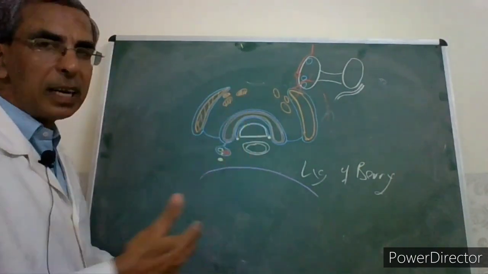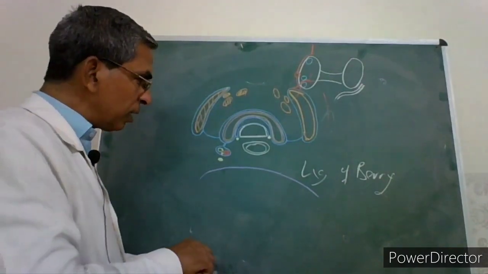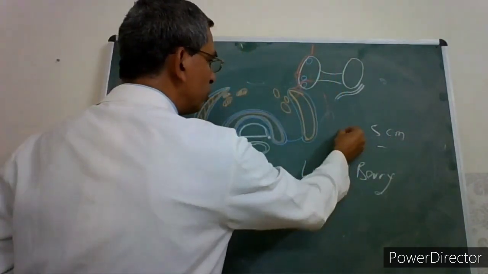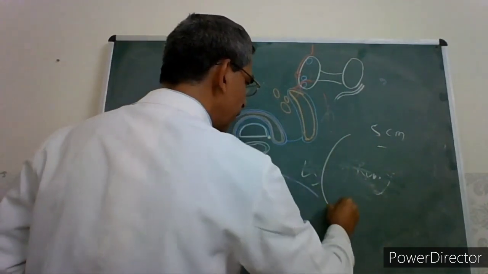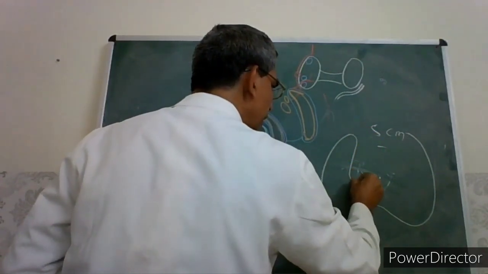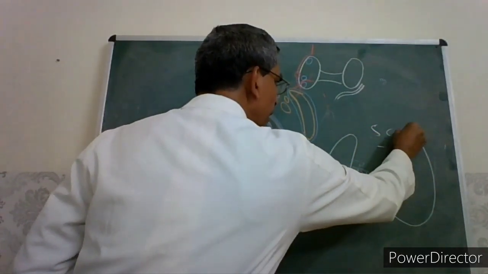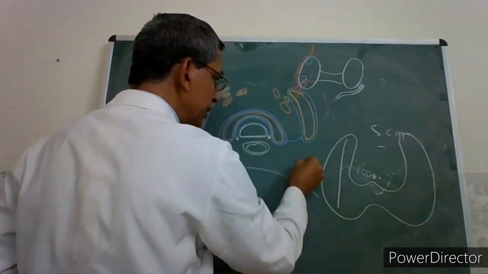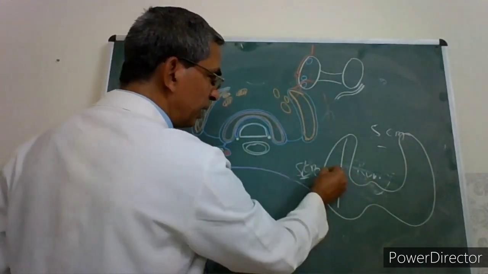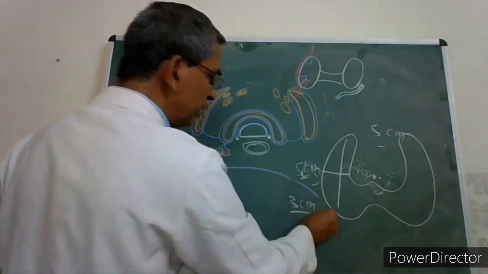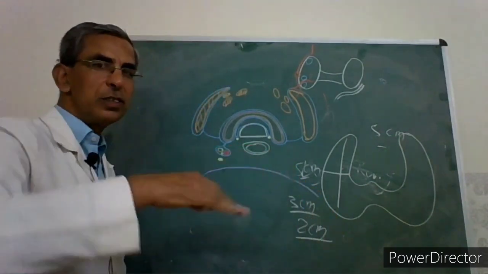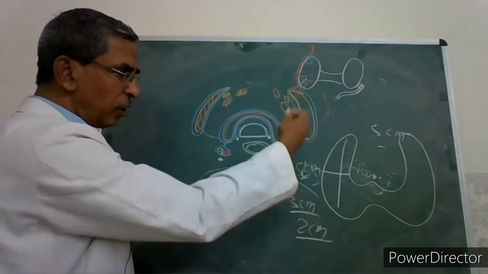If you see the dimensions of the gland, the whole gland is 5 centimeters in vertical height. Suppose you draw the diagram here. So 5 centimeters in height and 3 centimeters width, side to side, and the anteroposterior thickness is about 2 centimeters. So this is the overall dimension of the lobe.